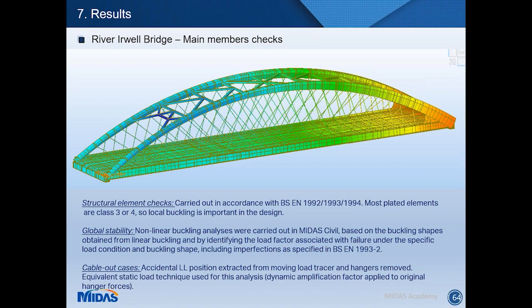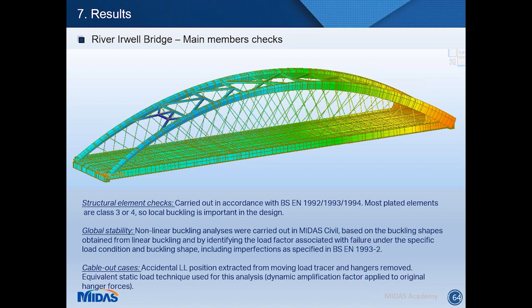Okay. In terms of global stability, this is a very important check for slender structures, again, and particularly for network arches. The global stability was checked through nonlinear buckling analysis carried out directly in MIDAS Civil, by considering the buckling shape from the linear analysis and introducing the imperfections as specified in the Eurocodes, and basically running a nonlinear analysis in material, for finding the load factor associated to failure of a specific element based on the deformed shape from the buckling analysis.